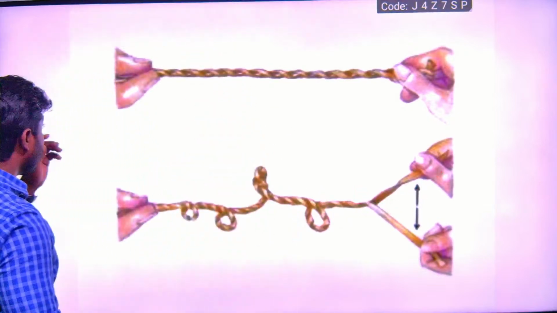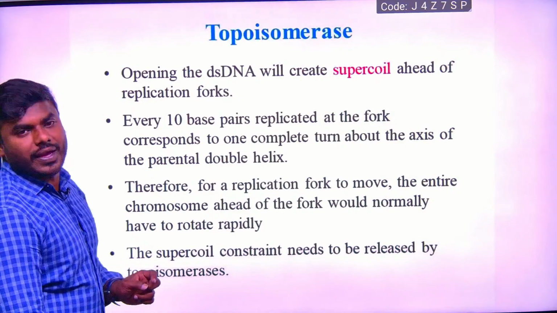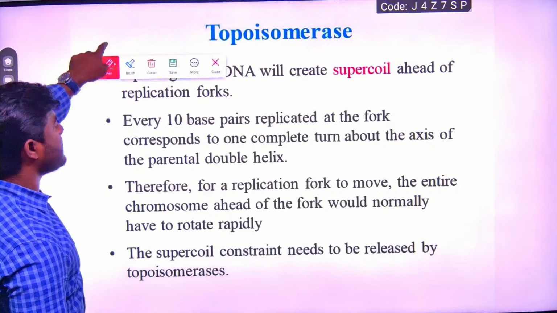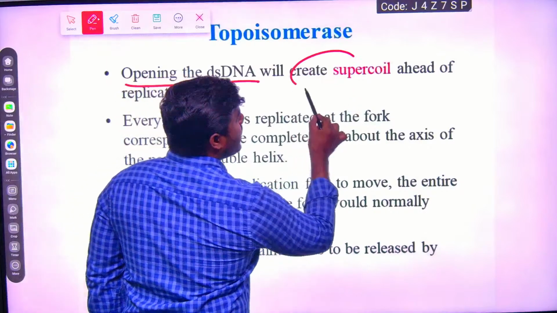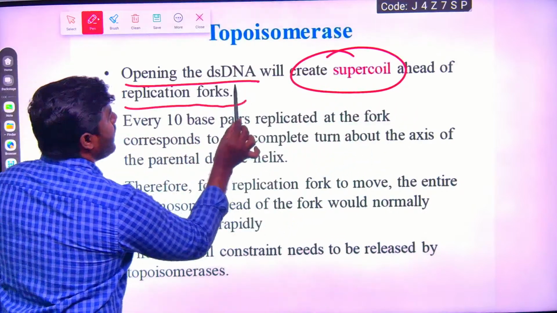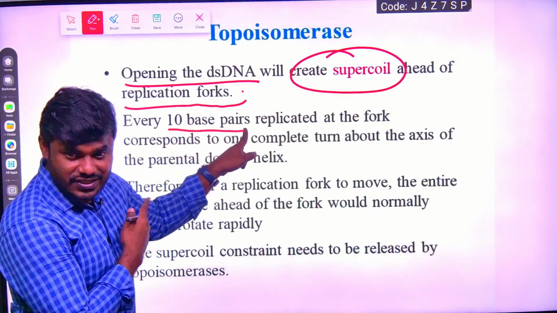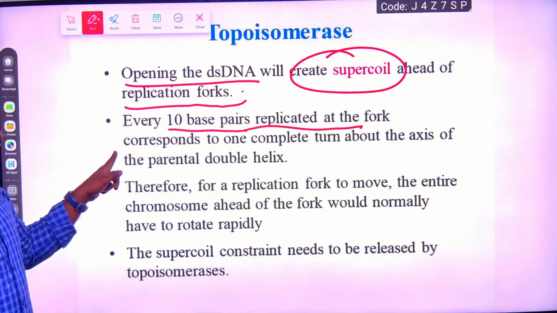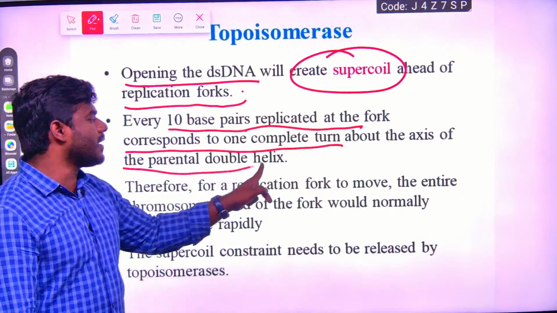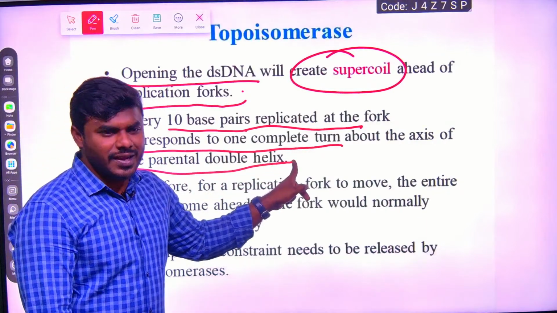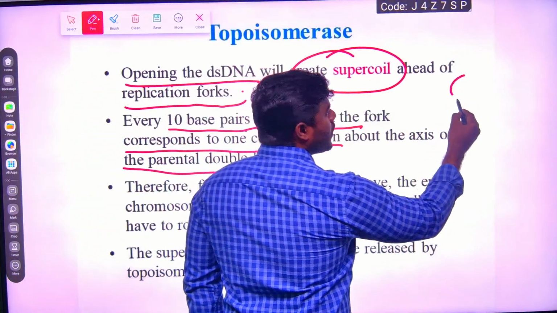How? What is the mechanism involved in removing it? Everyone please try to understand. Opening the double-stranded DNA by helicase will create a supercoil ahead of the replication fork. Correct? Every 10 base pairs replicated at the fork corresponds to one complete turn about the axis of the parental double helix. What does it mean? We all read in biochemistry, in nucleic acids.